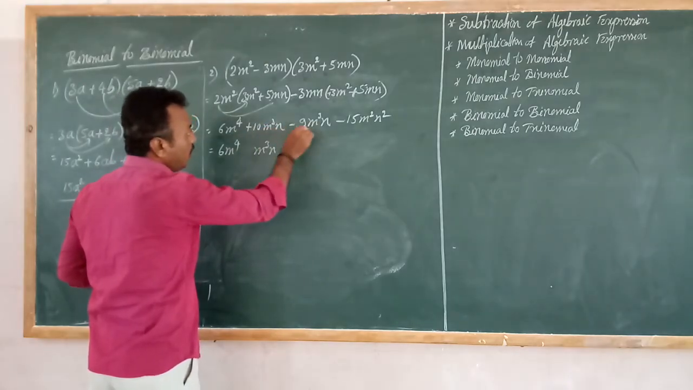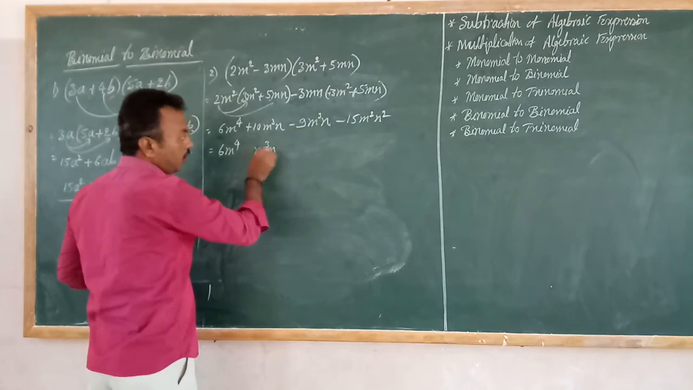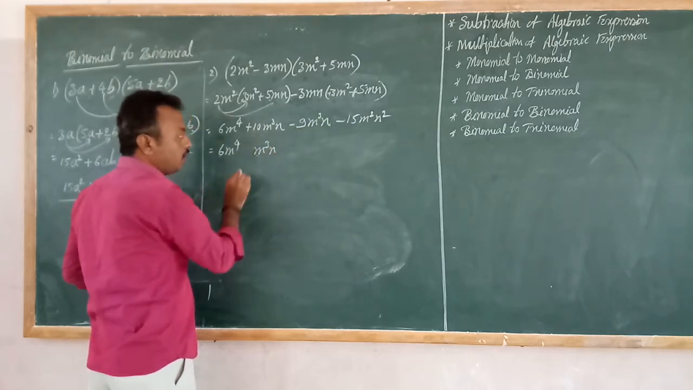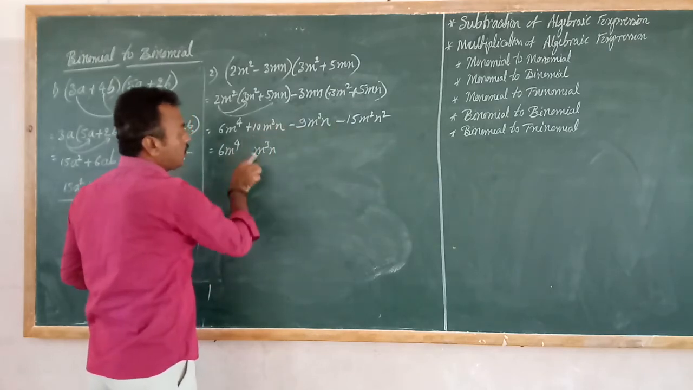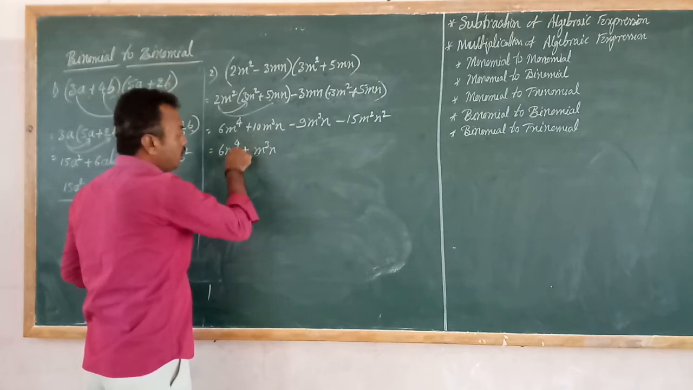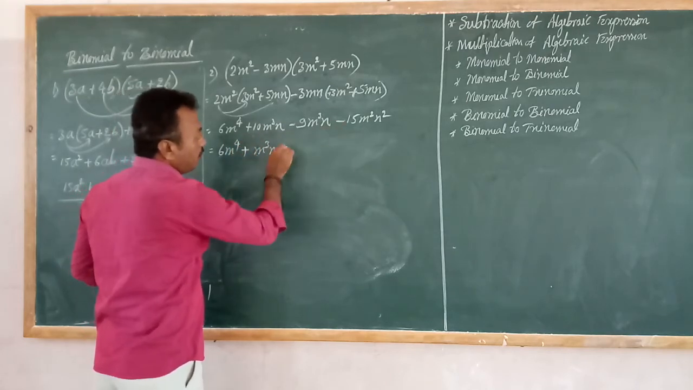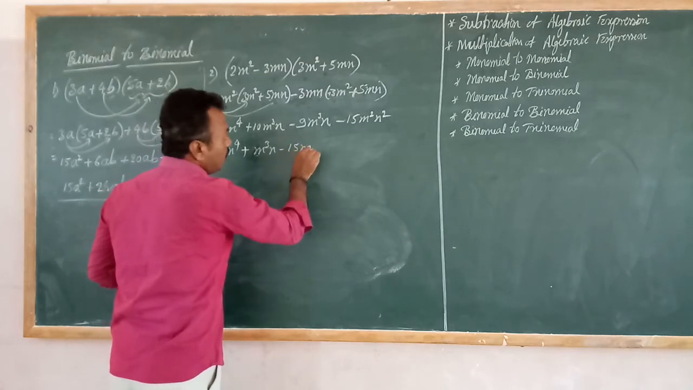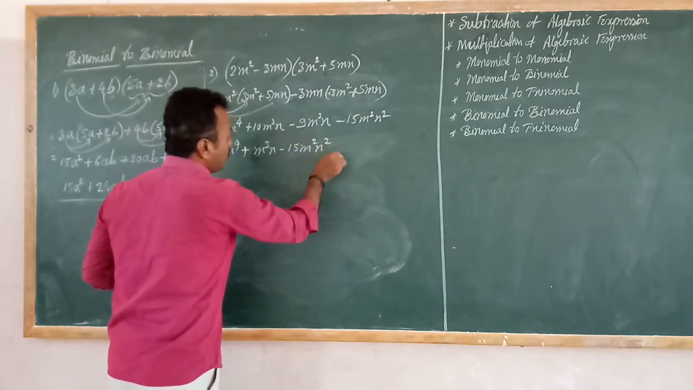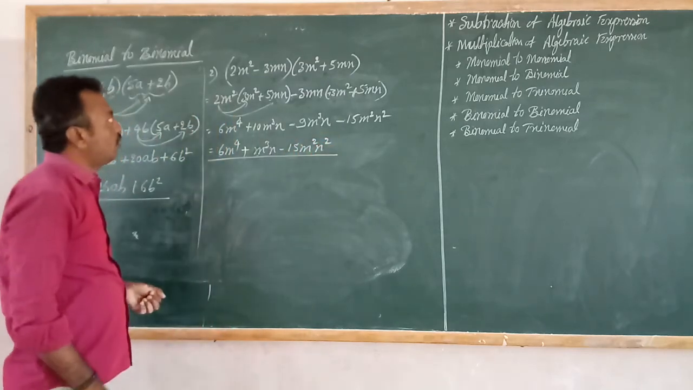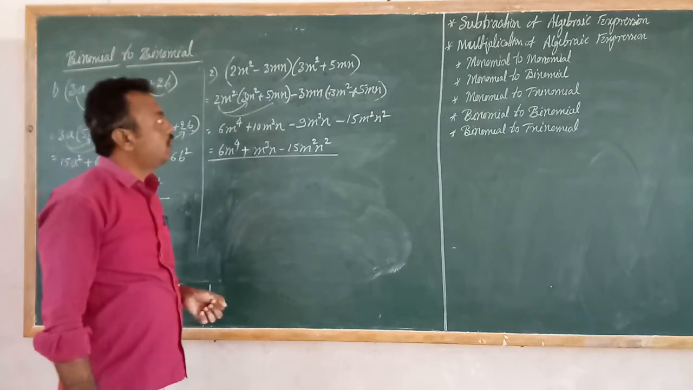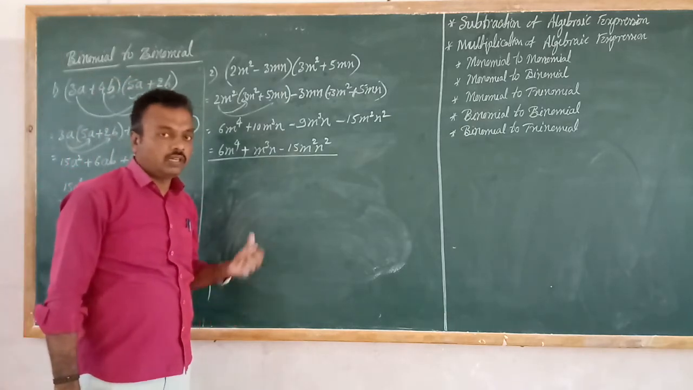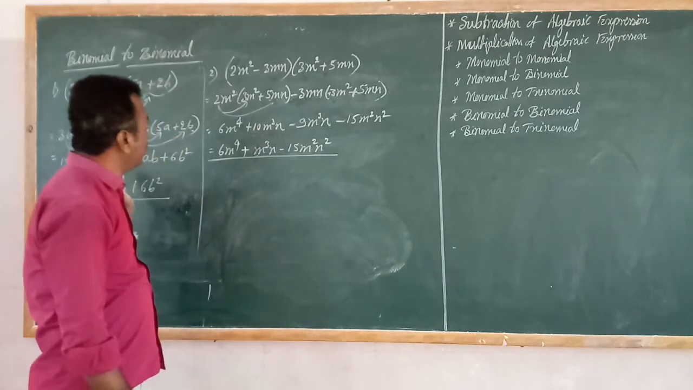So 10 m cube n minus 9 m cube n leaves 1 m cube n. But we should not write 1 m cube n, just m cube n is enough. So after that subtraction, the bigger one's sign is plus, that's why we put the plus sign. The remaining is minus 15 m square n square. So this is the product of 2m square minus 3mn and 3m square plus 5mn. Do you understand, students? So this is binomial to binomial.